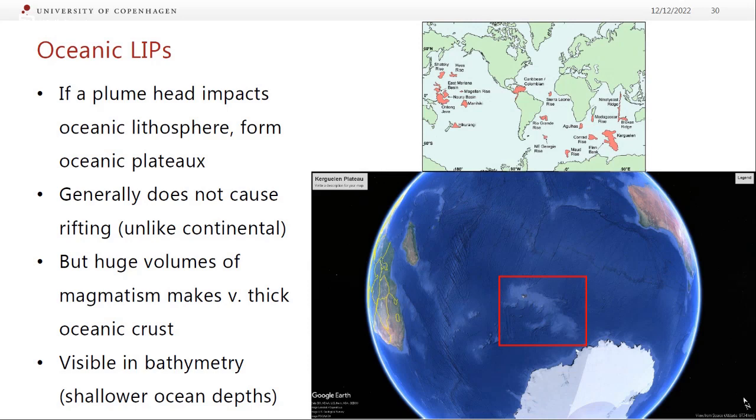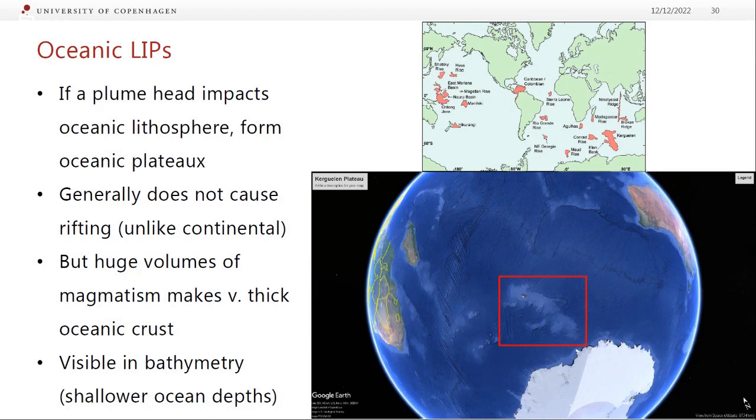Weirdly, there seemed to be a trend in the Cretaceous that the Earth made lots of ocean plateaus, and I'm not sure why. This one actually has a couple of islands that pop up. So it's named after Kerguelen, which is an island. It pops up above the surface, so people can go and do geochronology there.